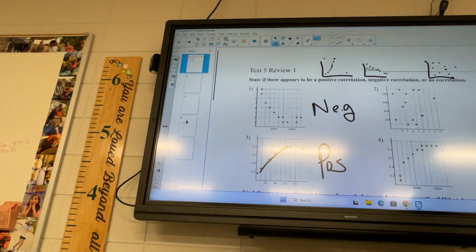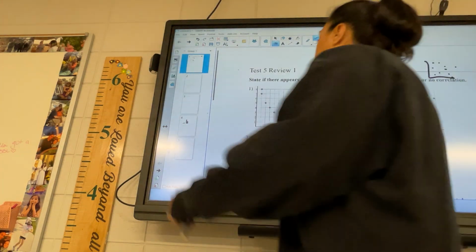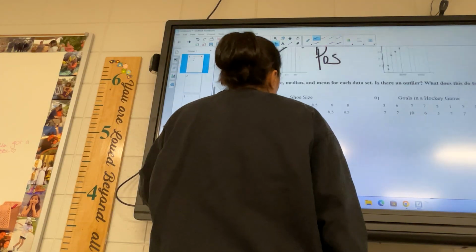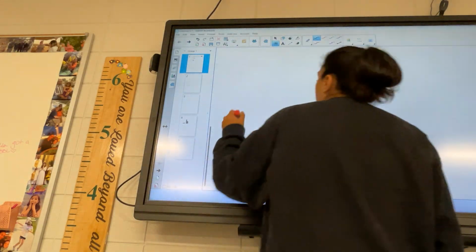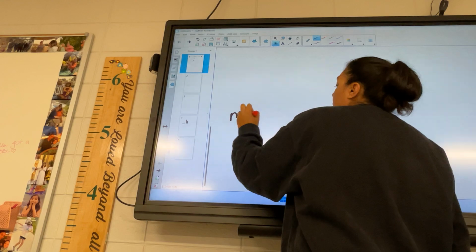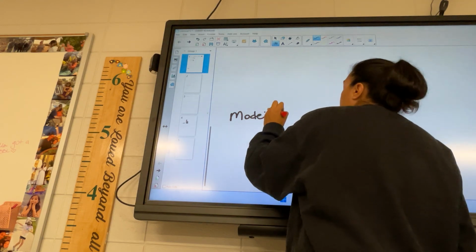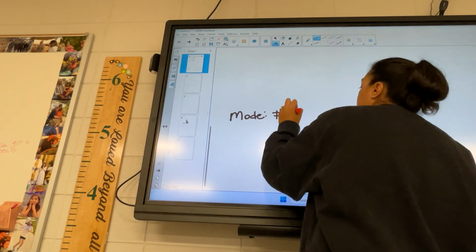Okay, find the mode, mean, and median for each data set. Is there an outlier? What does this do to the data? Okay, so down here at the bottom, I'm going to write some notes. What is the mode? The number that occurs the most.